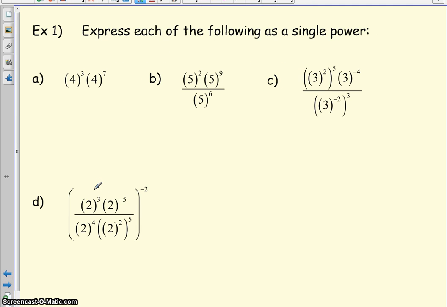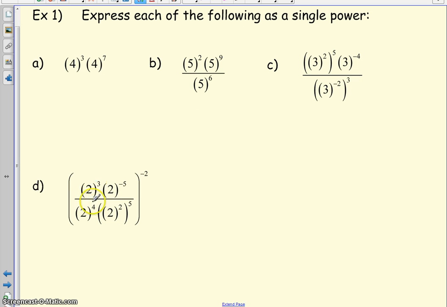So what I'd like us to do here is just practice using the different exponent rules and just express each of these as a single power. Okay, so I'll do the first couple with you, then I'll leave you to try the next ones.